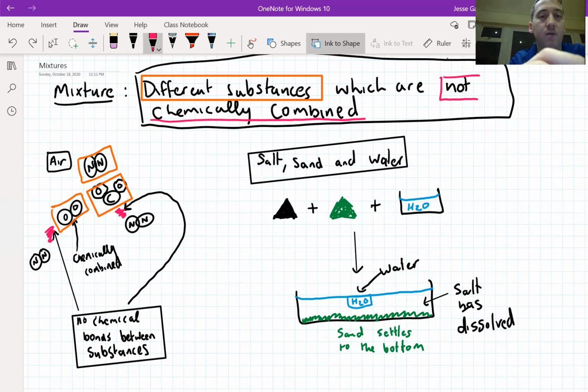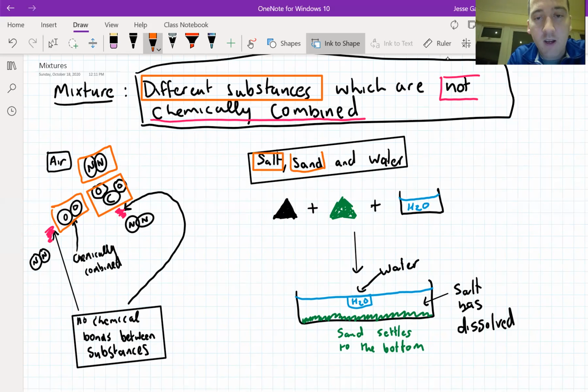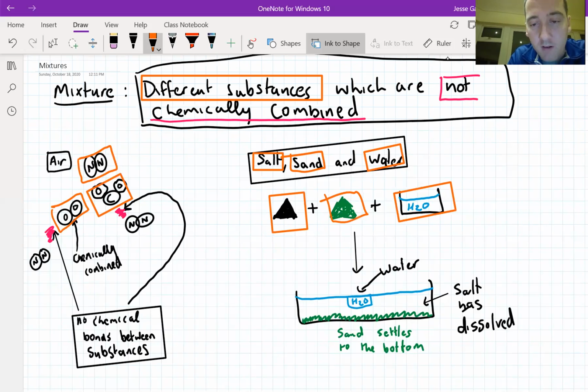Let's check the other mixture now. We've got different substances, salt, sand, and water. Here they are, and they are not chemically combined. They are still separate. The sand actually sits down at the bottom by itself. It's actually quite easy to separate this. You could just pour off the water. So you have not made a new substance. That's a key reason you would know if you have a mixture.